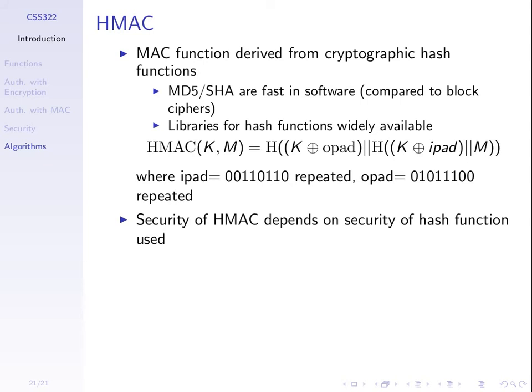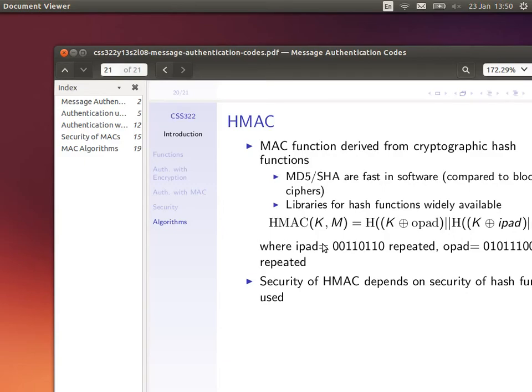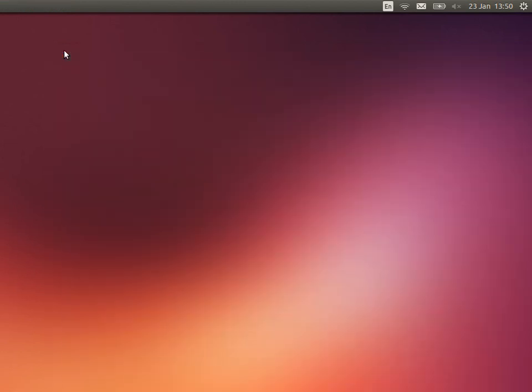Another popular one today is HMAC. This one uses a hash function. So we'll come back to this after we cover hash functions. So HMAC takes a key and a message and uses a hash function using that key and message as input somewhere. It's very popular in network security today. So we'll come back to that after we go through hash functions, which is our next topic.